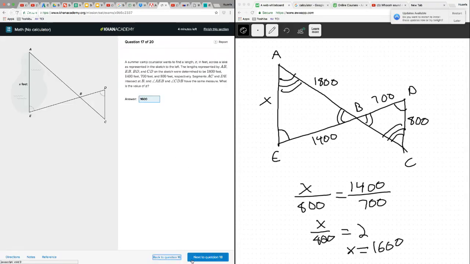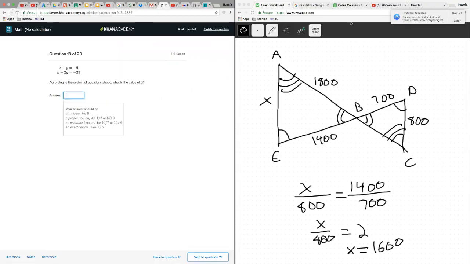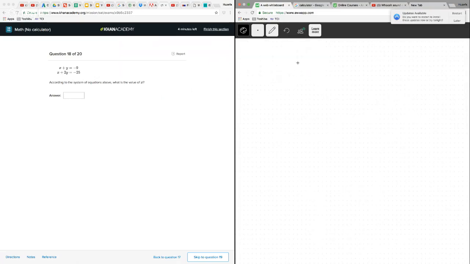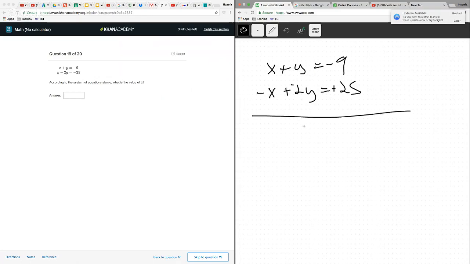Okay. And then we got three questions left and I got 4 minutes. So I'm going to talk less and just try and blast through these to make sure we can get these done. So system of equations, x plus y equals -9. I'm going to use x plus 2y equals -25. Elimination, I'm going to make this negative, make this negative, make this positive. We got negative y equals 16, right? Negative 9, 25 is 16. So y equals negative 16.